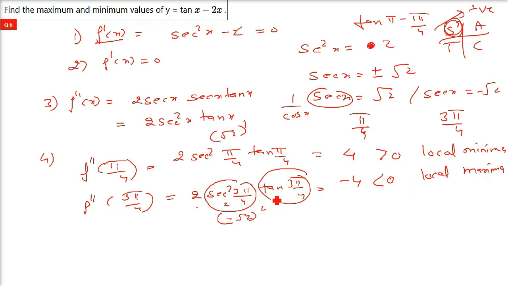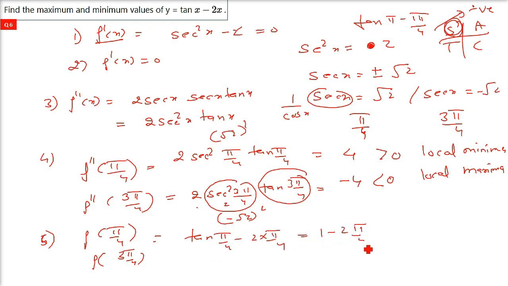Now we don't have to worry about these values because these are just for sign, but we have to worry about pi by 4 and 3 pi by 4 because these are the critical points where the actual values of the function have to be computed. So we have y equals tan x minus 2x: tan pi by 4 minus 2 into pi by 4, and the second value will be tan 3 pi by 4 minus 2 into 3 pi by 4. Tan pi by 4 is 1, tan 45 degrees is 1, and 2 into pi by 4 is pi by 2. So 1 minus pi by 2 is the final value of the first critical point.